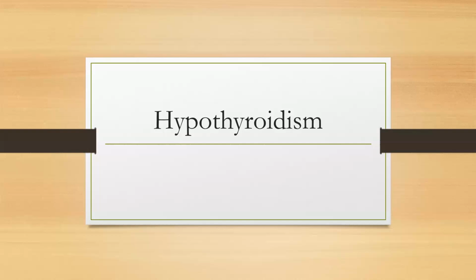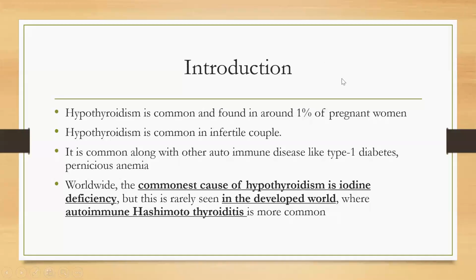So now I will move on to hypothyroidism. Hypothyroidism is common and found in almost 1% of pregnant women. Hypothyroidism is common in infertile couples. In the article, they have specially mentioned the portion where they discuss that when there is infertility or subfertility in the patient and their thyroid function was tested, they were having subclinical hypothyroidism. I will discuss that again in some other presentation. But here I will only focus on hypothyroidism in pregnancy.